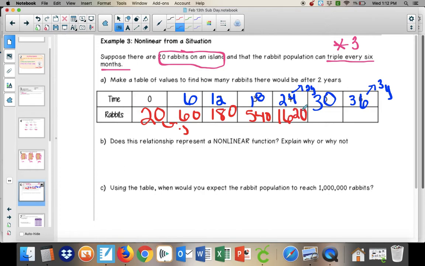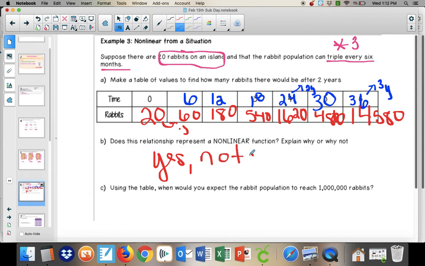1,620. When I multiply that by 3, I get 4,860. And then when I multiply that by 3, I get 14,580. So, how many will there be after 2 years? 1,620. Is this a nonlinear function? Yes, because it does not go up by a constant rate.